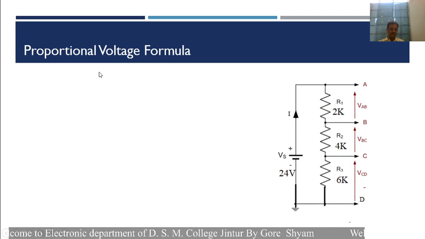Now let us see the proportional voltage formula. Okay, here this is one circuit. Here the three components are connected, R1, R2 and R3, and all these components are connected in series. Okay, so let us find out the proportional voltage formula. Here the voltage across this component and this component can be obtained.